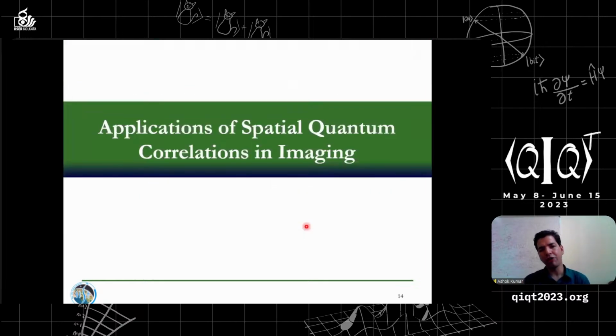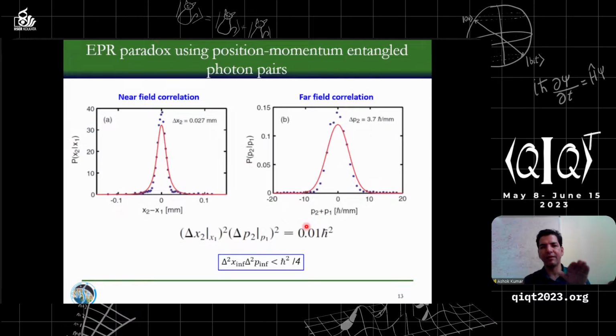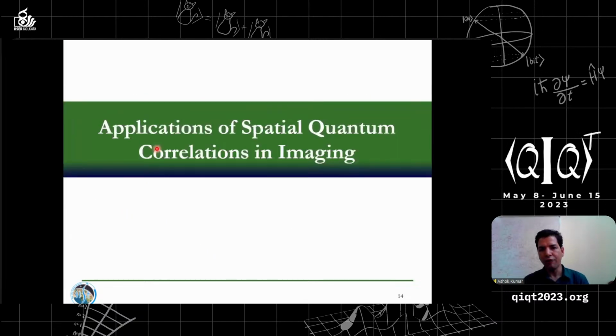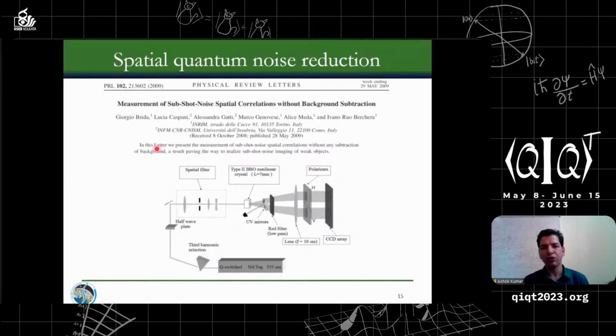Of course, as I said, this is a fundamental experiment. Later on, people have used this kind of system for application purposes. I would like to show just one example where people have shown this spatial quantum correlation for an application, for example quantum imaging. This was done in 2009 by an Italian group. Again, they used photon pairs created by spontaneous parametric down conversion, and they looked at the far field.